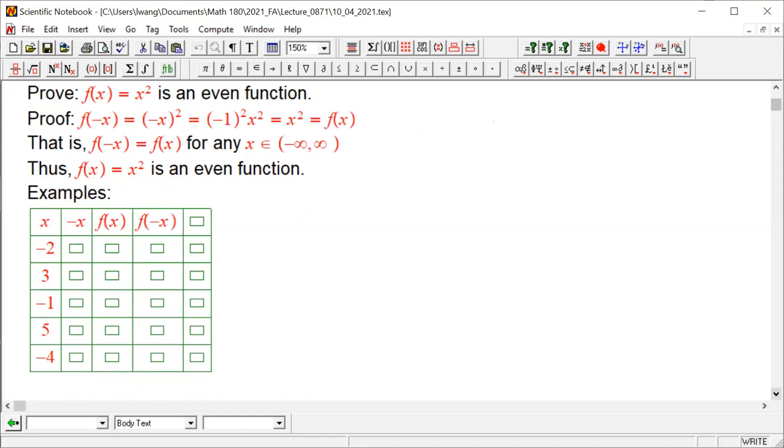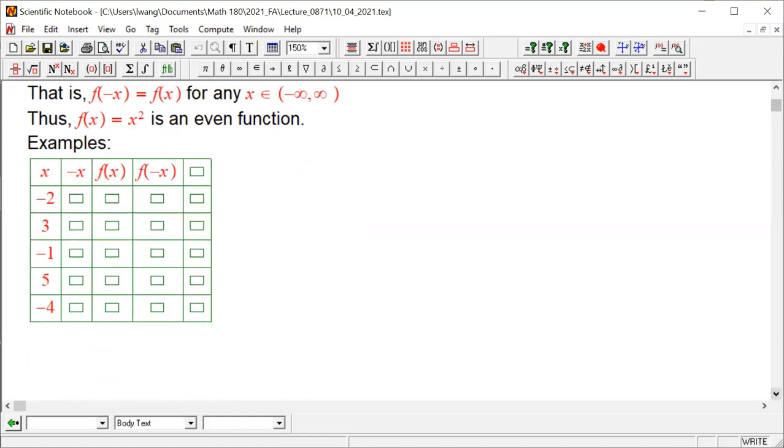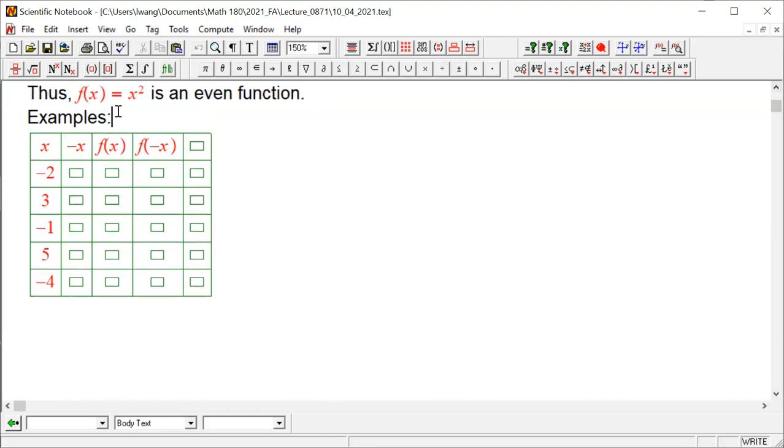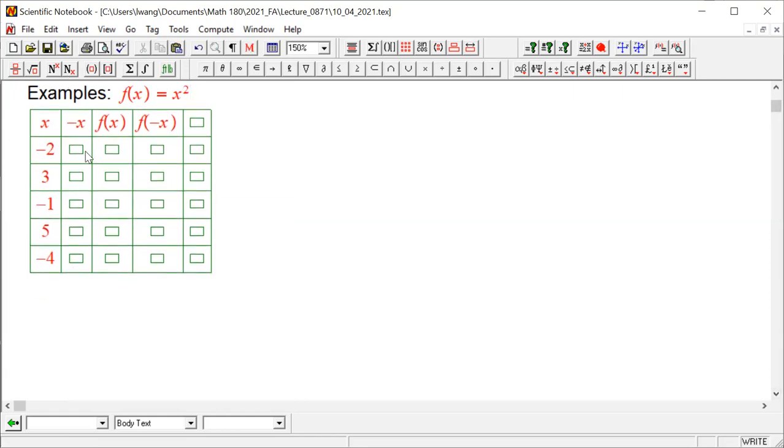So I'm going to give you an example of how to do it. Okay, so let's look at that example. And here our function is just f of x equals x squared. Okay, so if x is -2, what is negative x?